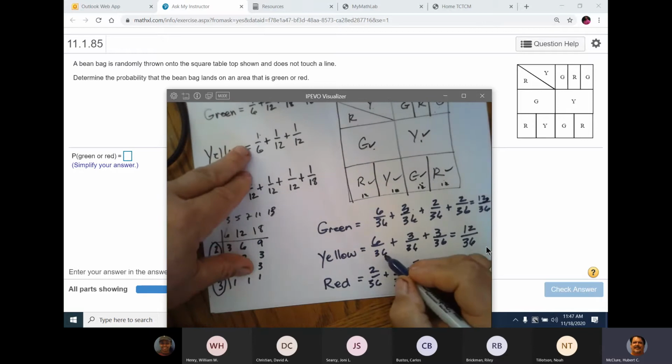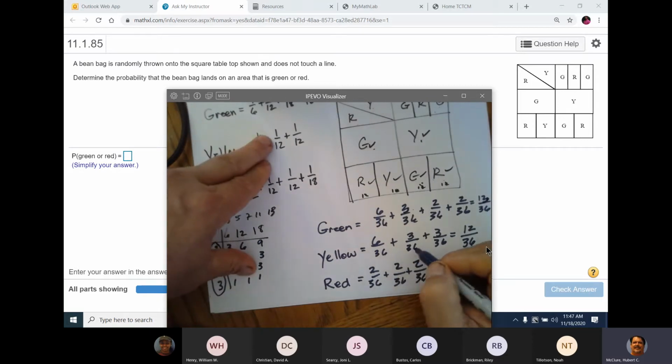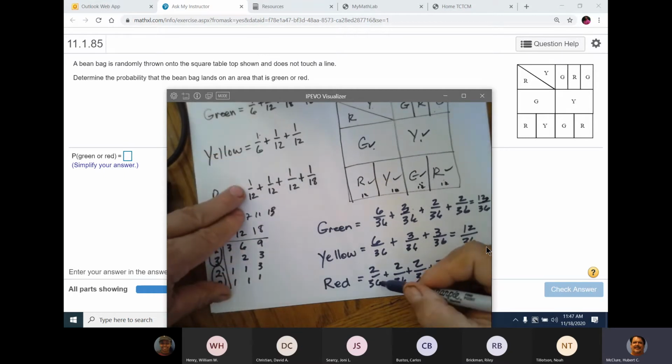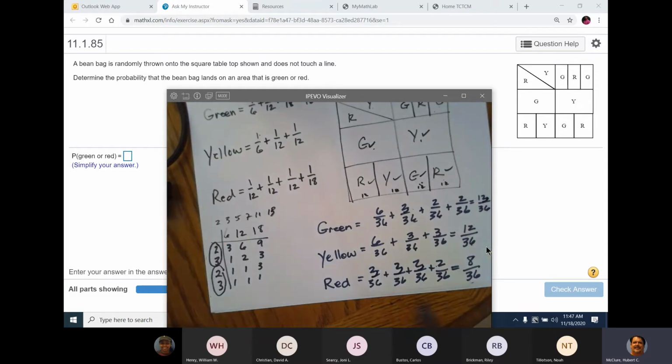6 will go into 36 6 times. 12 will go into 36 3 times. There, I did it again. That's a 3, that's a 3, and that's a 3. There we go. And that's 9, 10, 11.